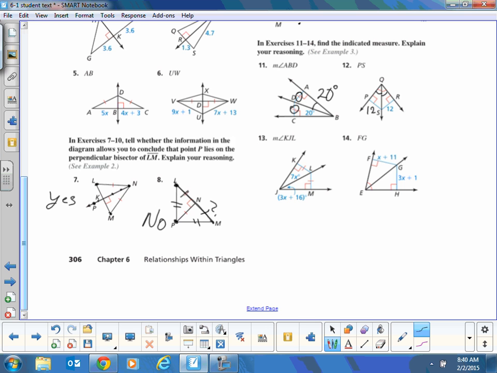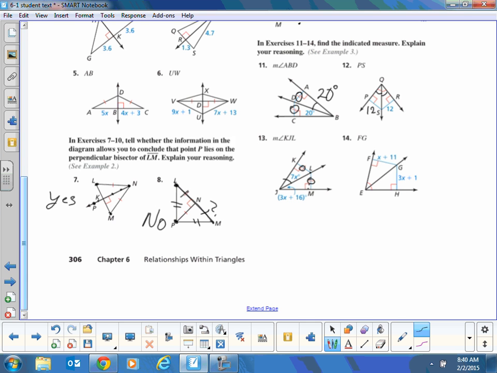KJL. The measure of KJL. What are we going to do on that one? I want to know this measurement right there. Is that an angle bisector? JL, is that an angle bisector? Is JL bisecting angle KJM? Yes, we know that because these measurements are the same length and they're hitting at a perpendicular.